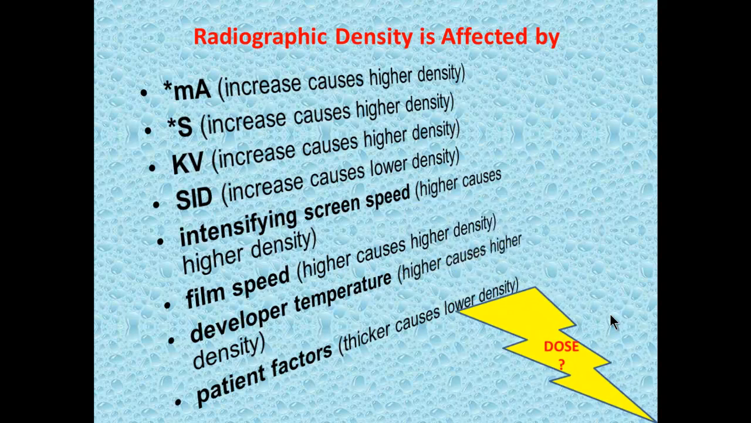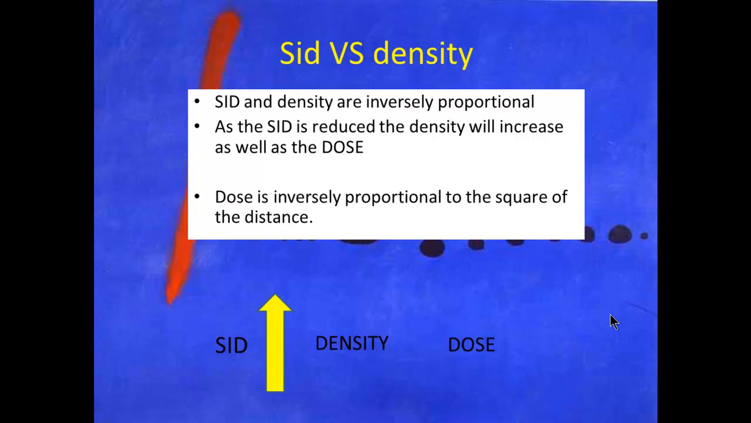And of course I mentioned dose earlier. So SID to review, if we increase our source to image distance, then we are going to reduce our density. So there is an inversely proportional relationship here, and it's inversely to the square of the distance in terms of dose. What this means is if I halve my distance from, let's say, 72 inches to 36 inches, I am not just going to increase my dose or double my dose, I am actually going to quadruple my dose. In other words, the dose will go up 4 times.